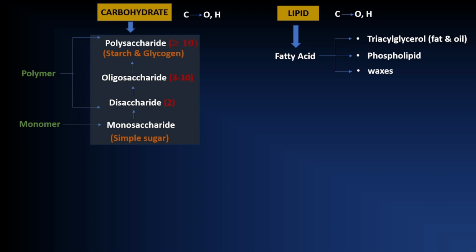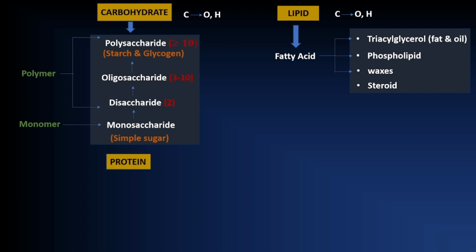Another form of lipid is also found, that is steroid. So there are four types of lipids: triglycerol, phospholipid, waxes and steroid. Lipids are essential components of cell structure and also help store energy.